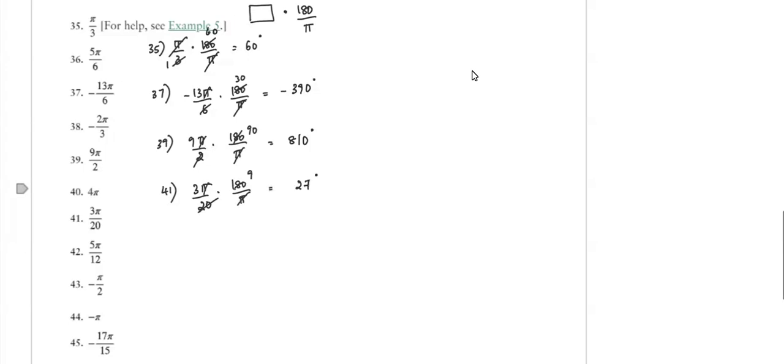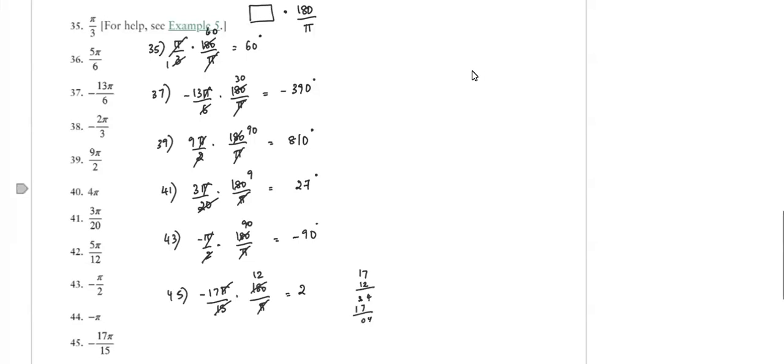Okay. 43, negative pi over 2, multiply 180 over pi, goes away. I have negative 90 degrees. 45, negative 17 pi over 15. I divide this. 15 goes into this how many times? 12 times, right? And then multiply 12 times 17. That's 204, negative 204 degrees.